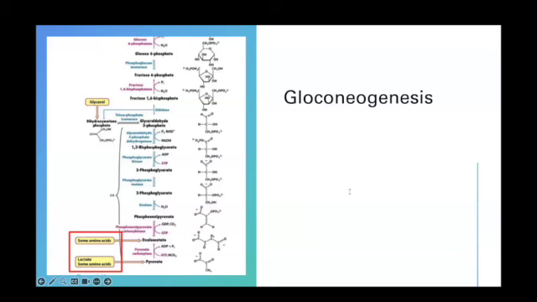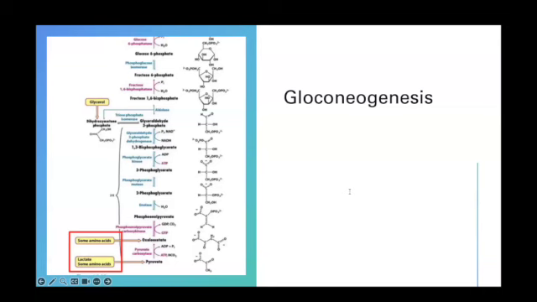And then we need to bypass that phosphofructokinase step because that was also, if you remember, our first committed step, an irreversible step. Instead of phosphofructokinase, we have fructose 1,6-bisphosphatase. So we have a different intermediate molecule, and then we have fructose 1,6-bisphosphate that gets split, and then we get fructose 6-phosphate.